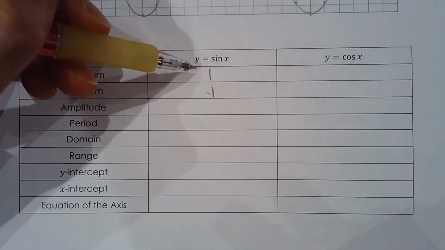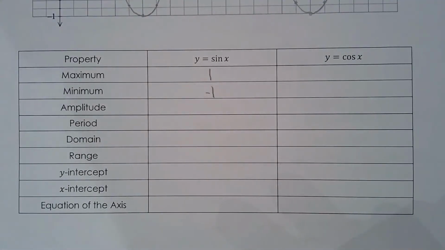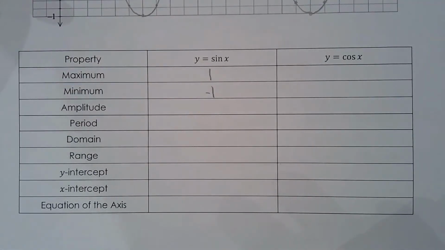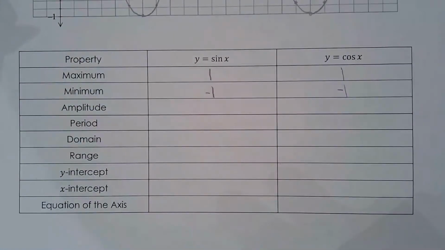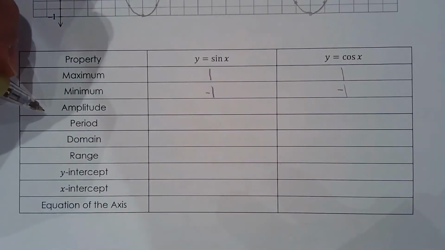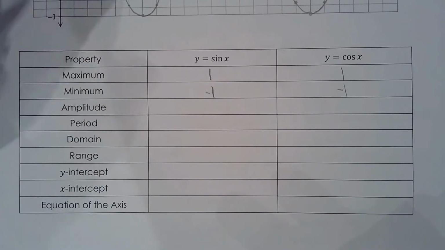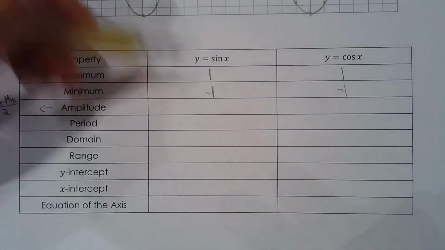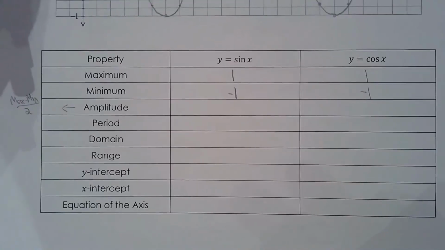Amplitude. In the last lesson, we said amplitude is max minus min divided by 2, right? So max minus min over 2. Well, guess what? The max and min values are the same for both sine and cosine. They both have a max of 1, a minimum of -1. So 1 minus -1 over 2, which is 1. So they both have an amplitude of 1. If you look at the graphs, half the distance between the max and min values, they're both 1.